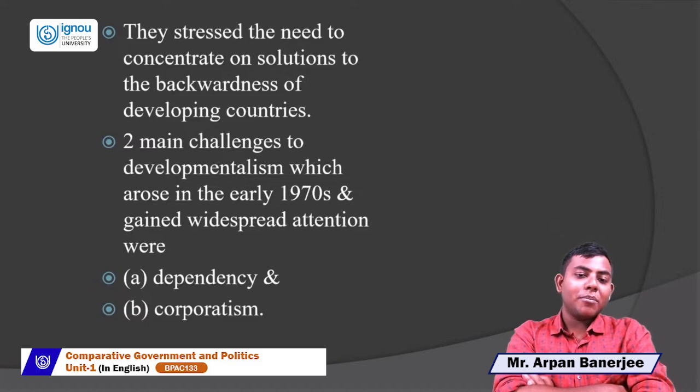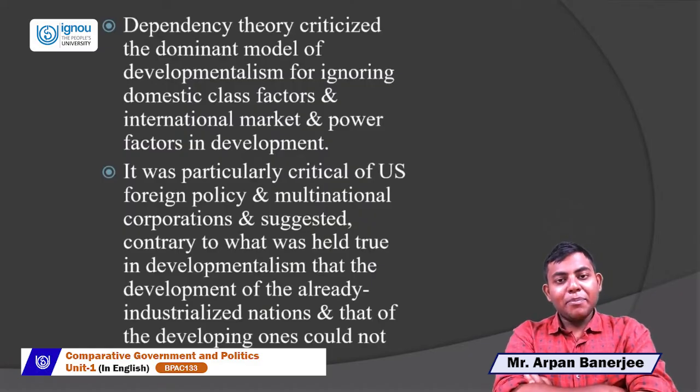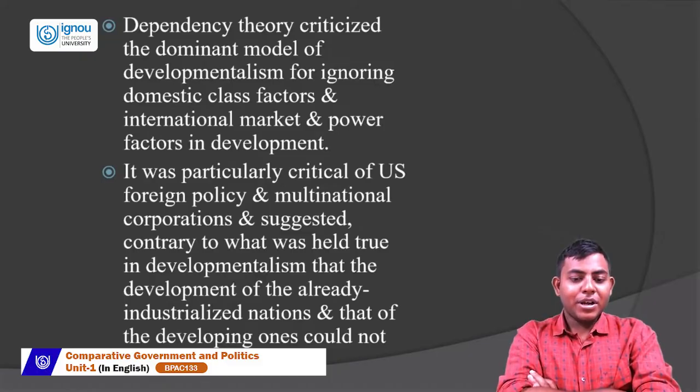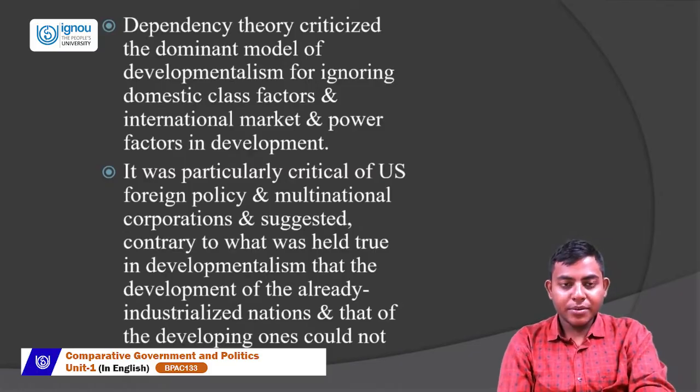Two main challenges to developmentalism, which arose in the early 1970s and gained widespread attention, were: the first is dependency and the second is corporatism. Dependency theory criticized the dominant model of developmentalism for ignoring domestic class factors and international market and power factors in development. It was particularly critical of US foreign policy and multinational corporations and suggested, contrary to what was held true in developmentalism, that the development of the already industrialized nations and that of the developing ones could not go together.